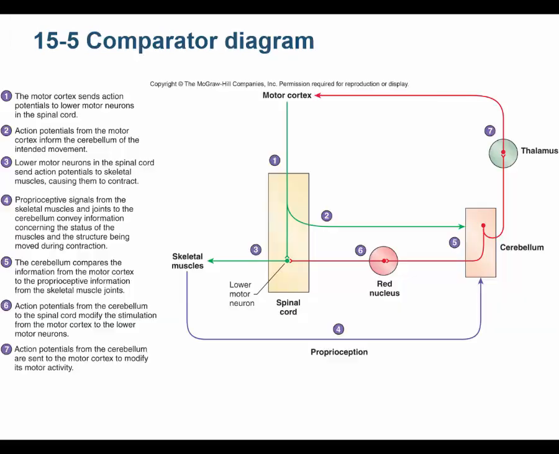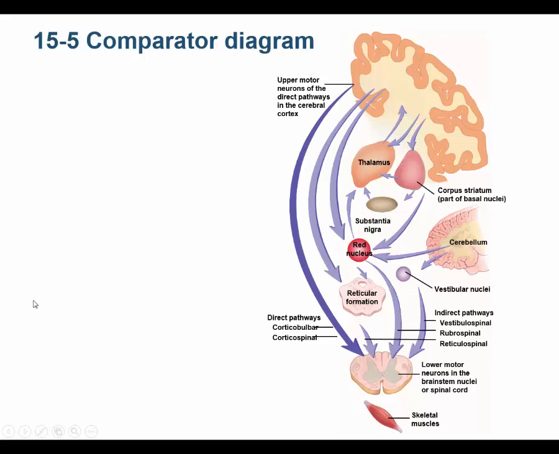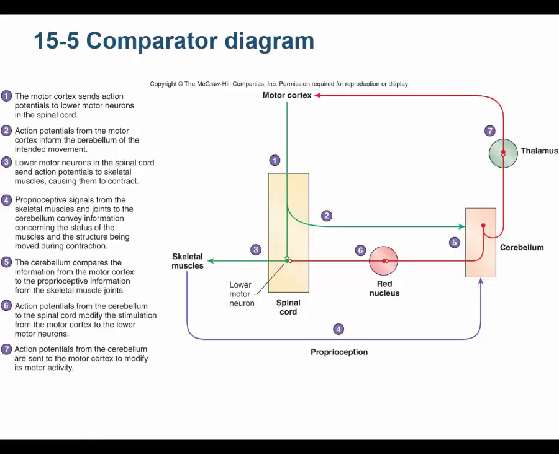All right. Now, the comparator diagram of the cerebellum. By the way, this is probably, I think, the picture in your book. I gave you this one because it's better. It's less busy. So I'll talk to this one, then just show you the one that you're probably going to have in your book. The comparator diagram describes what the cerebellum does for us.